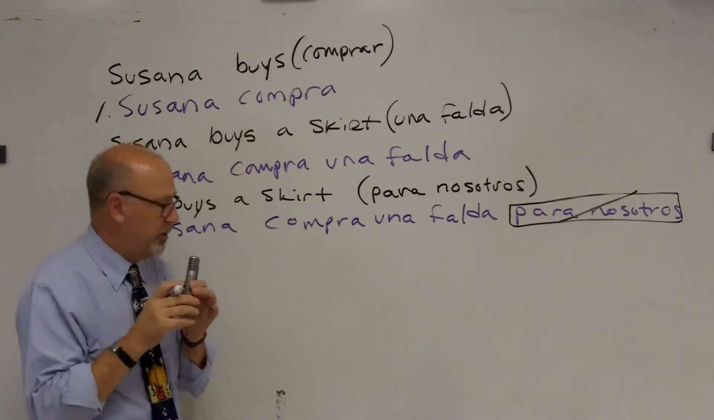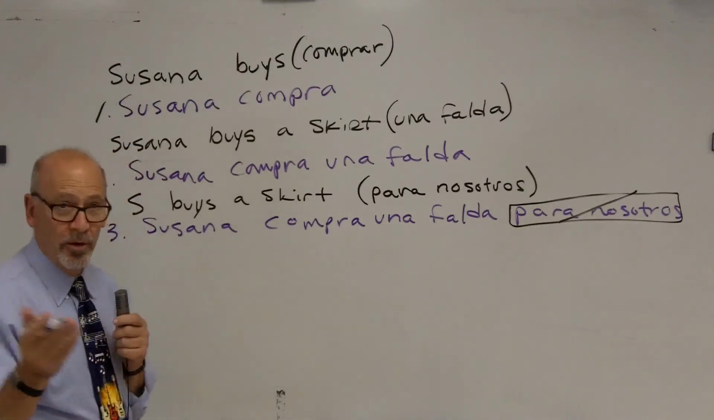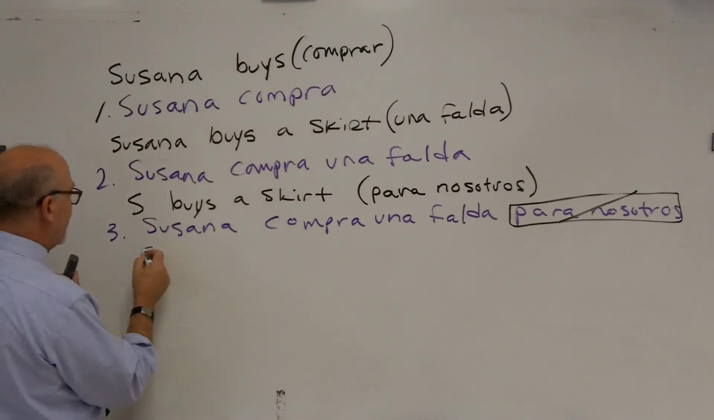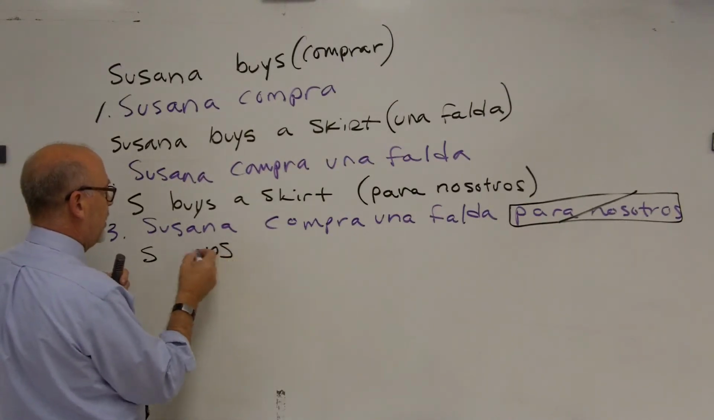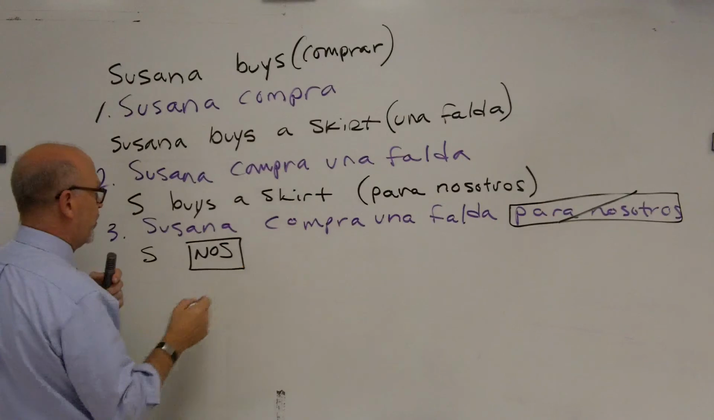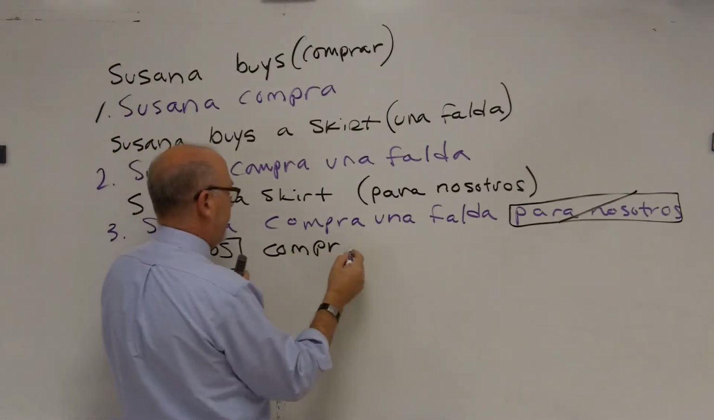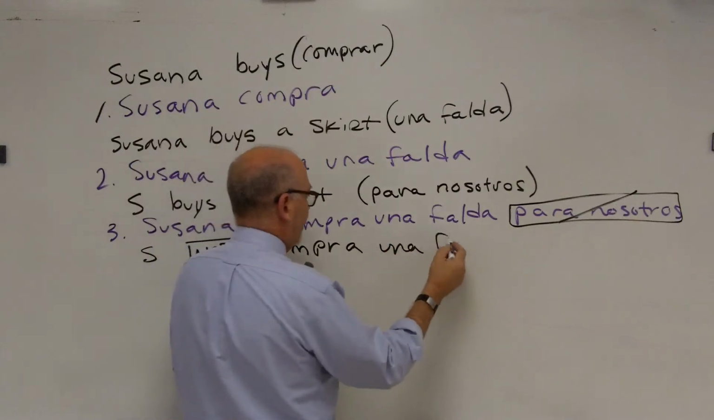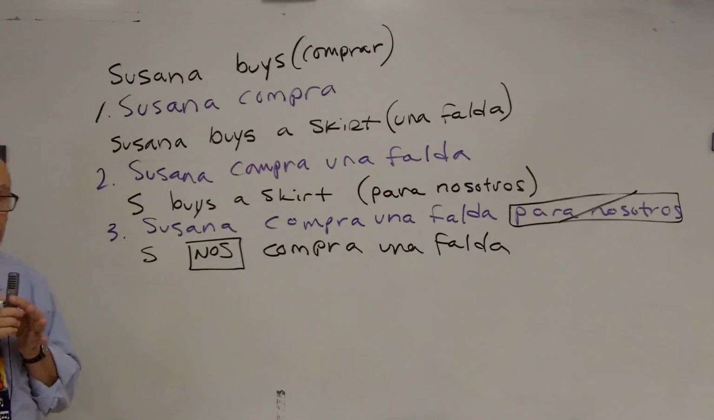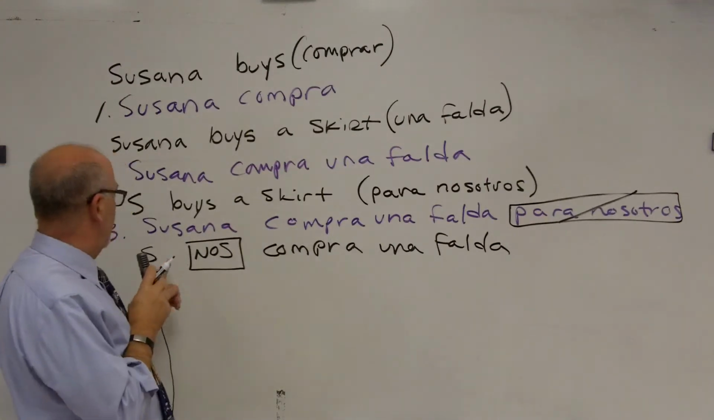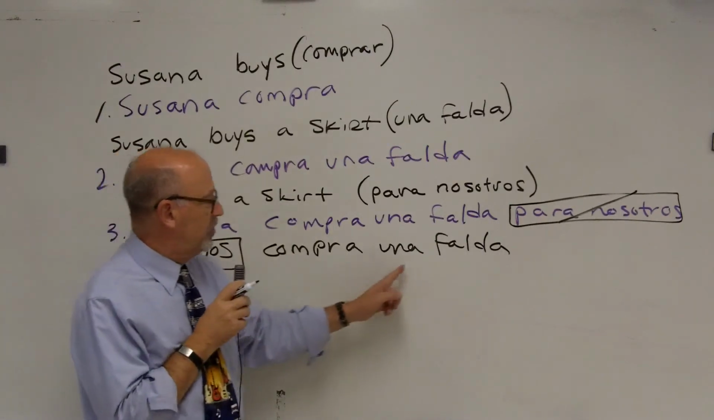Okay, we're back. Hopefully you did this. I'm going to quit saying, okay, we're back. Obviously, you know we're back. All right, so you're going to say, Susanna nos. That's the word that we use to replace para nosotros. Susanna nos compra una falda. Now, what does this say? Well, it just says, Susanna buys us, for us, a skirt.